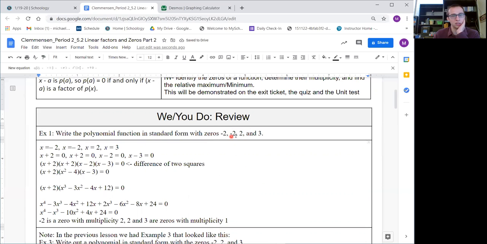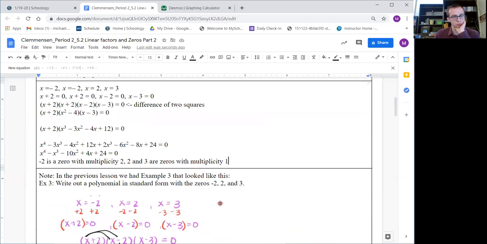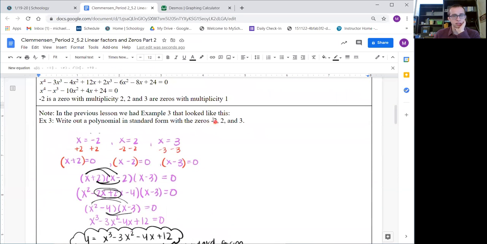It's just I'm counting how many times they happen in my answer, in my number of zeros, and then I'll put that number as my multiplicity. It's that simple, all right? Negative 2 happens twice, so we put 2. 2 and 3 happen once, so we put 1, right? Since all 3 of these answers right here only happen once, I would say that they have multiplicity 1. They only each happen once.